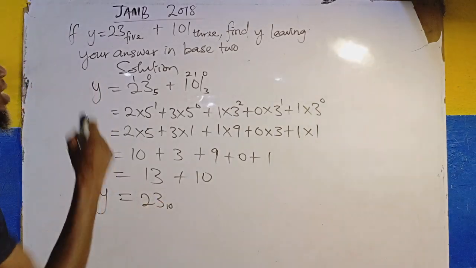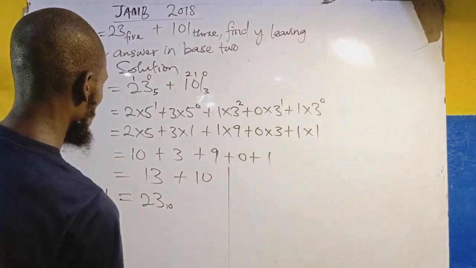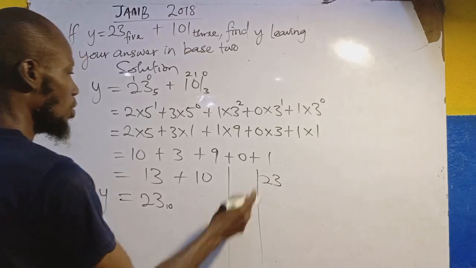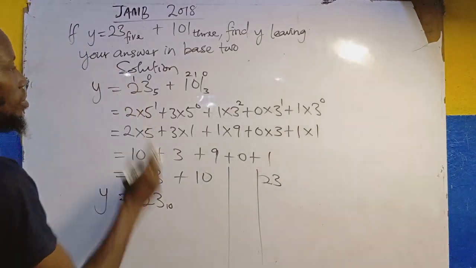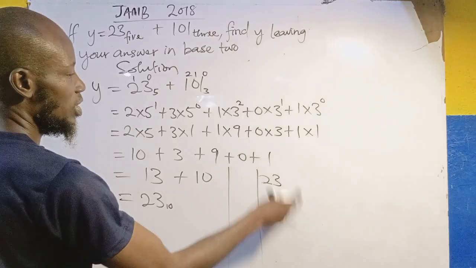Now we are asked to leave our answer in base 2. So we are going to take it to base 2. So let's see how we are going to do that. So we have 23. So we are going to divide by base 2, that is by 2, considering the remainder.